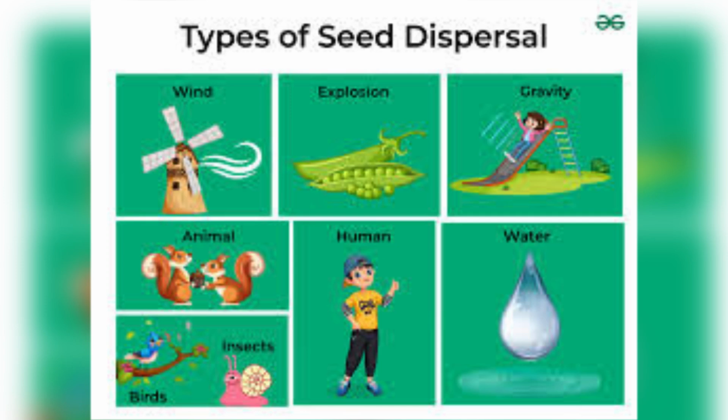There are many ways by which seeds get dispersed. Some seeds get dispersed by wind, some by water, some by animals, some by humans, some by insects, and some by gravity. Some fruits burst open when ripe to scatter the seeds away.